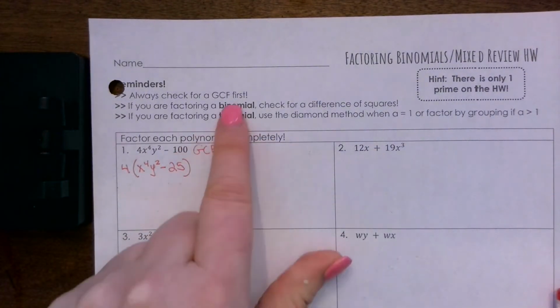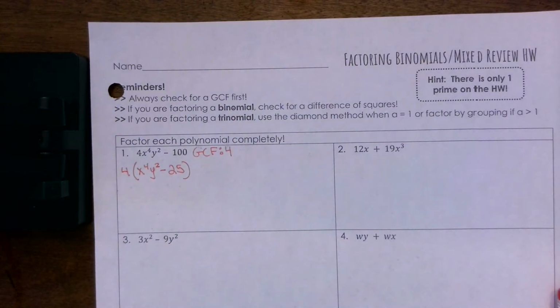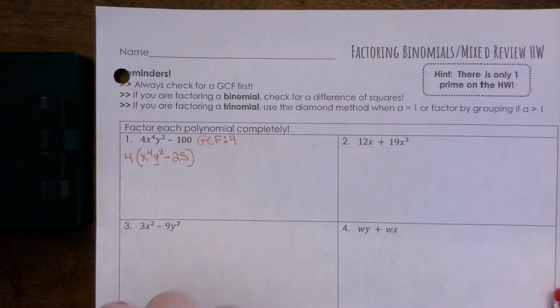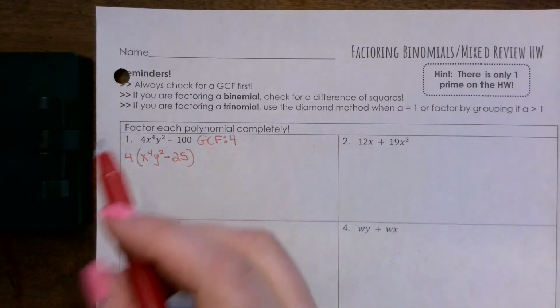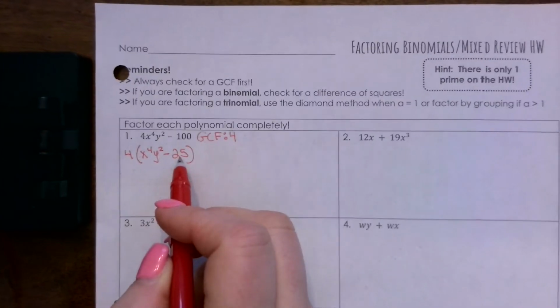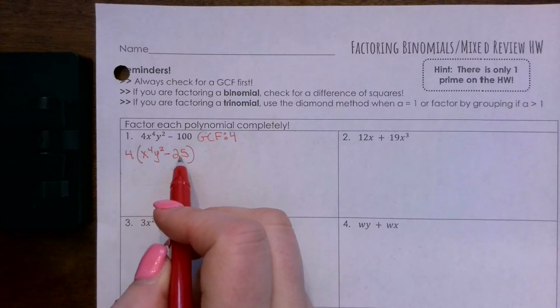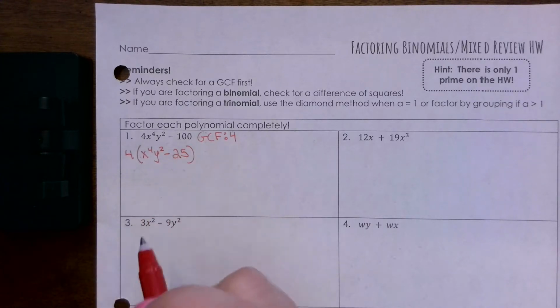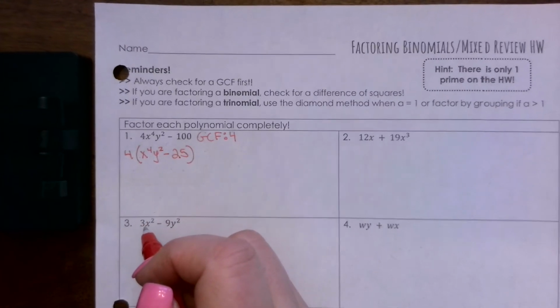Now, if I'm factoring a binomial, I need to look for the difference of squares. Difference of squares has 3 requirements. 3, always 3, and they must all be met. First requirement, do I have perfect square coefficients? This is a 1. Well, 1 is a perfect square of 1 times 1. This is a 25. 25 is a perfect square of 5 times 5. So that requirement has been met.